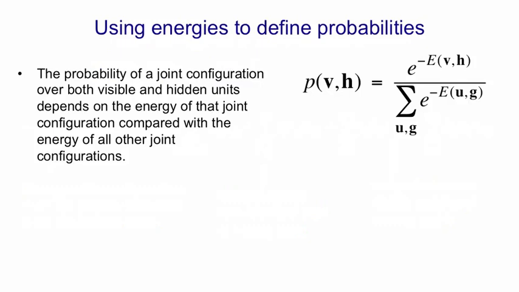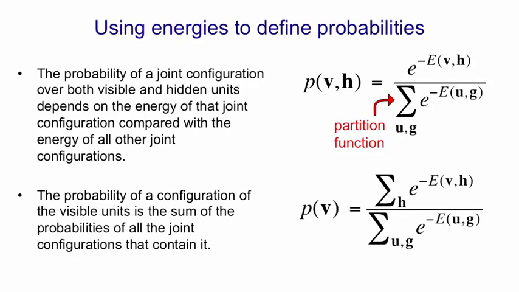So the way we use the energies to define probabilities is that the probability of a joint configuration over v and h is proportional to e to the minus E(v,h). To make that an equality, we need to normalize the right-hand side by all possible configurations over the visible and hidden units. And that's what the divisor there is. That's often called the partition function. That's what physicists call it. And notice that it has exponentially many terms.